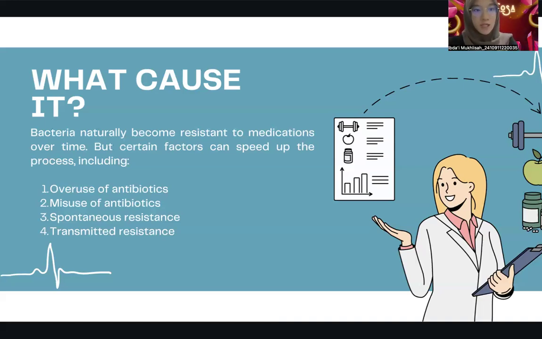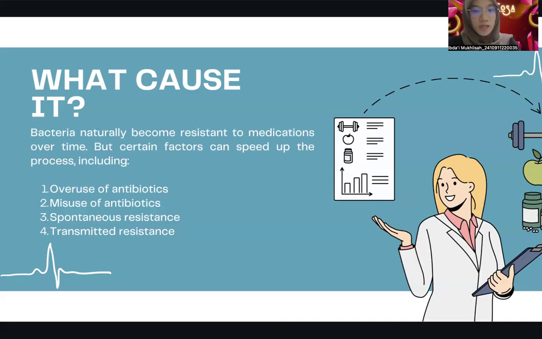Okay, the third cause is spontaneous resistance. This form of resistance arises due to random genetic mutations in bacterial DNA. These mutations may occur during normal replication processes and occasionally result in changes that protect the bacteria from an antibiotic's action. The key features of spontaneous resistance include the mechanism, in which mutations in genes encoding drug targets may reduce the antibiotic's ability to bind and inhibit its target. It also increases expression of efflux pumps, which actively expel antibiotics from bacterial cells, and mutations lead to decreased permeability of the bacterial cell membrane, which prevents antibiotic entry.